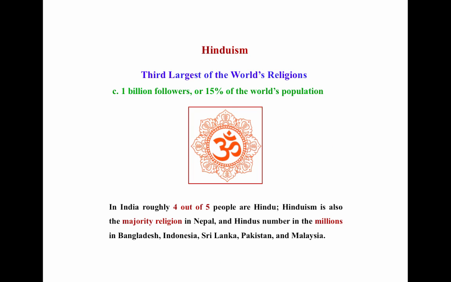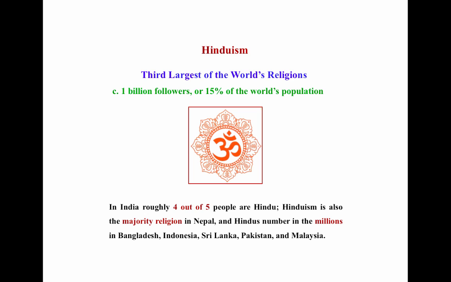All right, but now let's dig in. Let's start talking about a particular religion, and the place we'll begin is with Hinduism. As I point out here, it's currently the 3rd largest of the world's religions, based simply on numbers of adherents. Little over probably 1 billion followers. I say roughly 1 billion followers, probably a little bit more than that now, and roughly 15% of the world's population. As I point out, in India itself, roughly 4 out of 5, 80% of the people are Hindu.